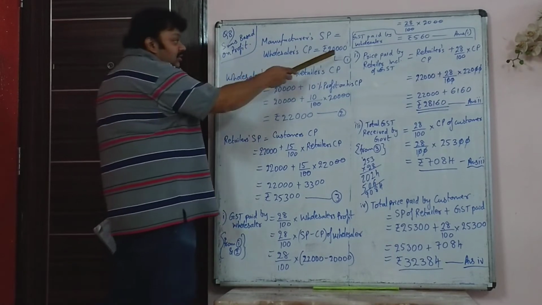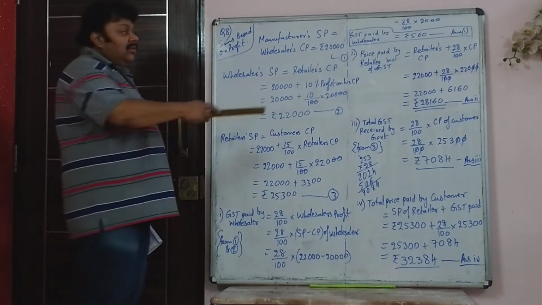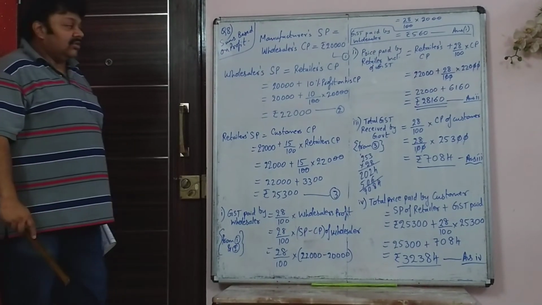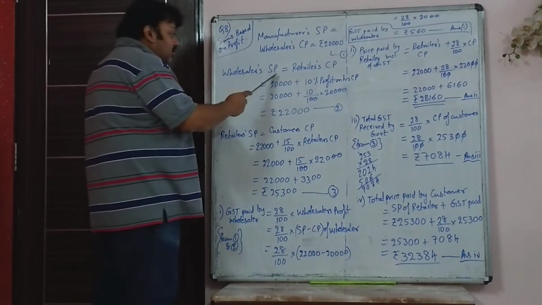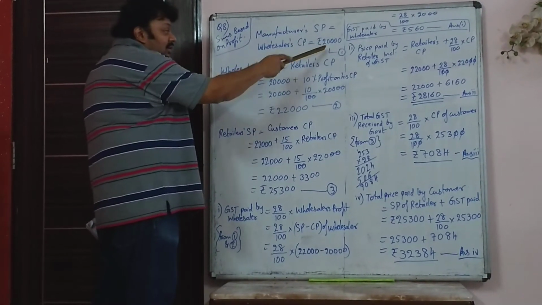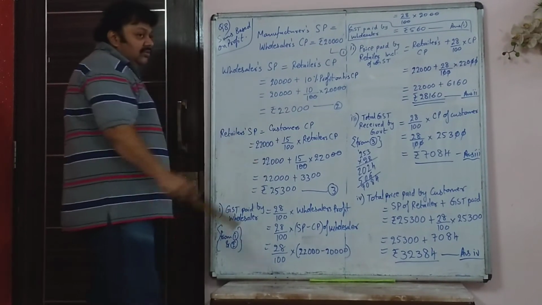So manufacturer sold it at 20,000 and the wholesaler bought it from him at 20,000. So cost price of wholesaler is 20,000. But wholesaler is going to sell it to the retailer after making 10% profit on the cost price. So he is selling it at 22,000.